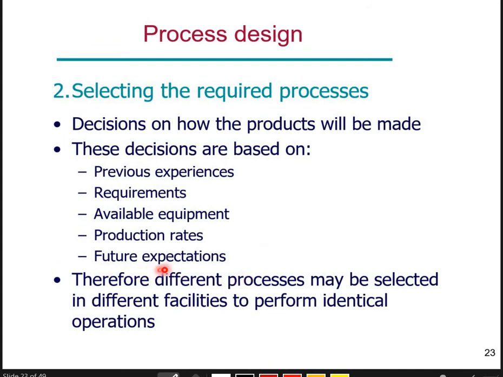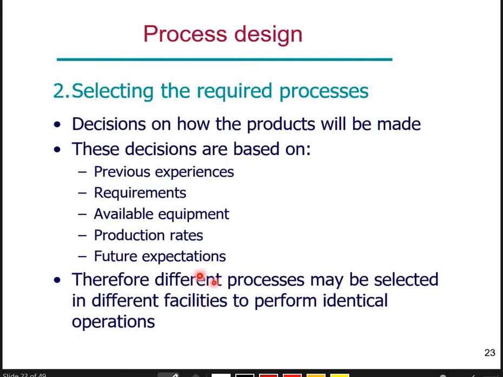And also future expectations affect your decisions. If you are expecting an increase in the demand so that your production rate will be increased, then, although it is not economically justifiable at this time, you may still want to buy or implement an automated system so that in the following years you can satisfy the demand.